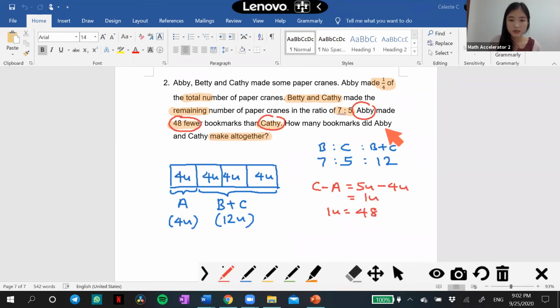So how many bookmarks did A and C make altogether? A plus C. 4 units plus 5 units, which means you need to find out 9 units, which you can because you already have 48 as 1 unit. So total will be, yes, 432.